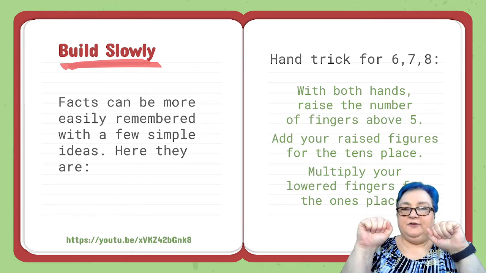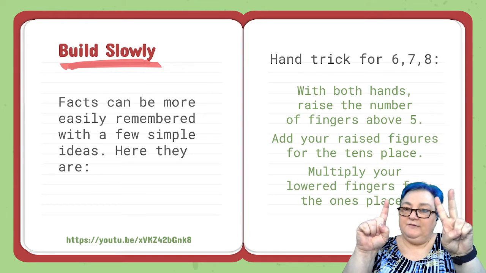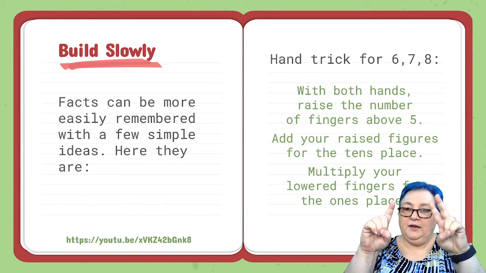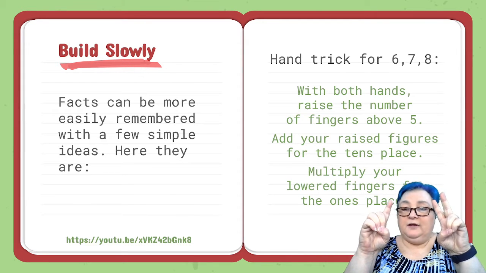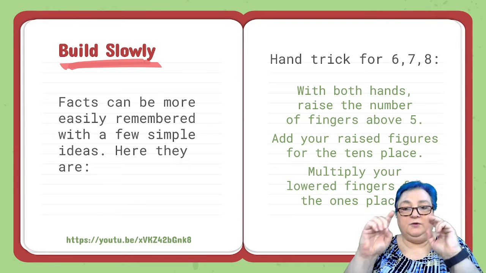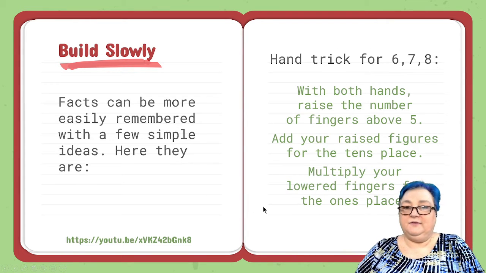Okay, so here's 6. 5, 6. Here's 7. 5, 6, 7. Okay, I have some fingers up and I have some fingers down. I will add the fingers up, and that's my tens place, 30, because I have 3 fingers up. I'm going to multiply the fingers that are down. 3 times 4 is 12. 12 and 30 is 42. 6 times 7 is 42. This hand trick will work for all numbers 6, 7, and 8. Practice it a few times, you'll get it down, and then you have your 6s, 7s, and 8s.